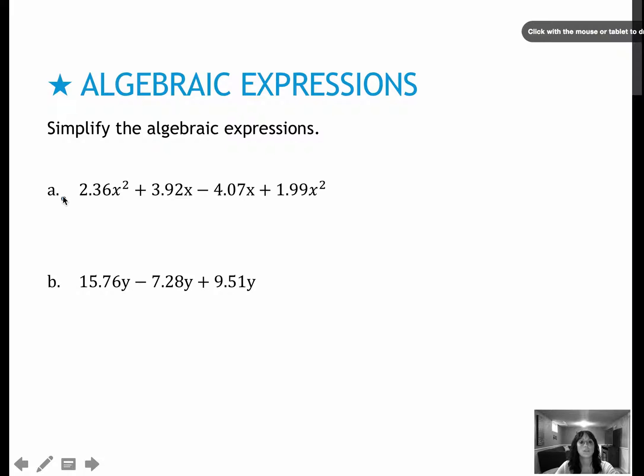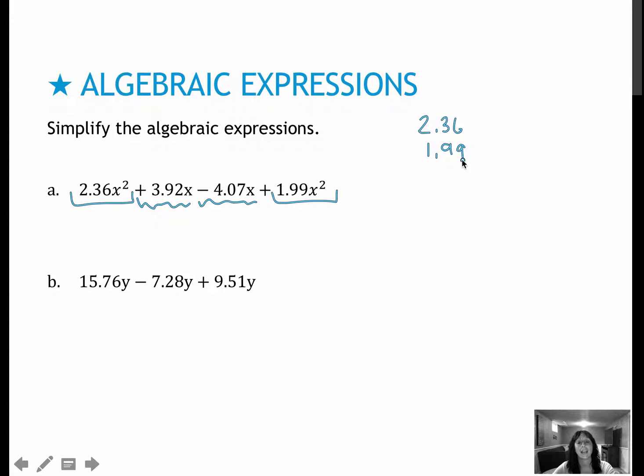For the first question, I've got two x squared values that I can add together, and I have two x to the first values that I can add together. So I'm going to add 2 and 36/100ths and 1 and 99/100ths. Combine those together. 6 and 9 is 15. Carry the 1. 1 plus 3 plus 9 is 13. Carry the 1, and I get 4 and 35/100ths x squared.